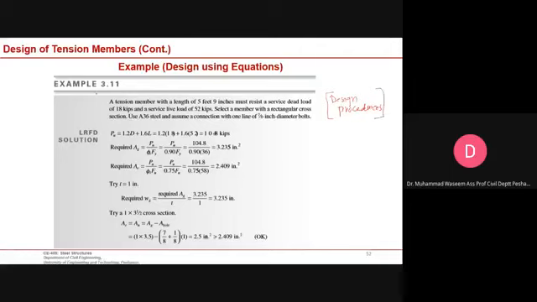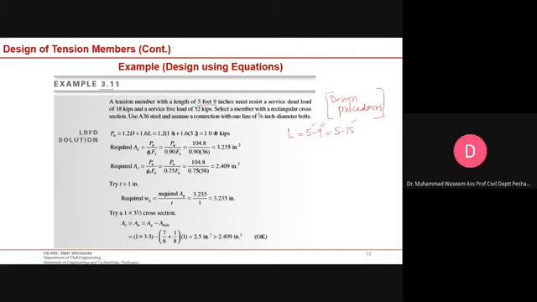So this is an example. You can also find this example in the Segui book. The statement says there is a tension member with a length of 5 feet 9 inches. Immediately when you look at this statement, you should recognize that the length of the member is 5 feet 9 inches, or in another way, 5.75 feet.